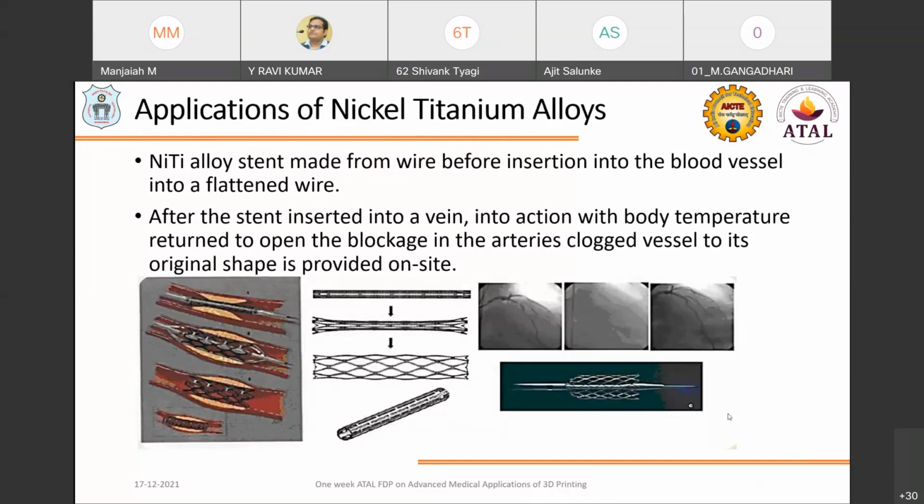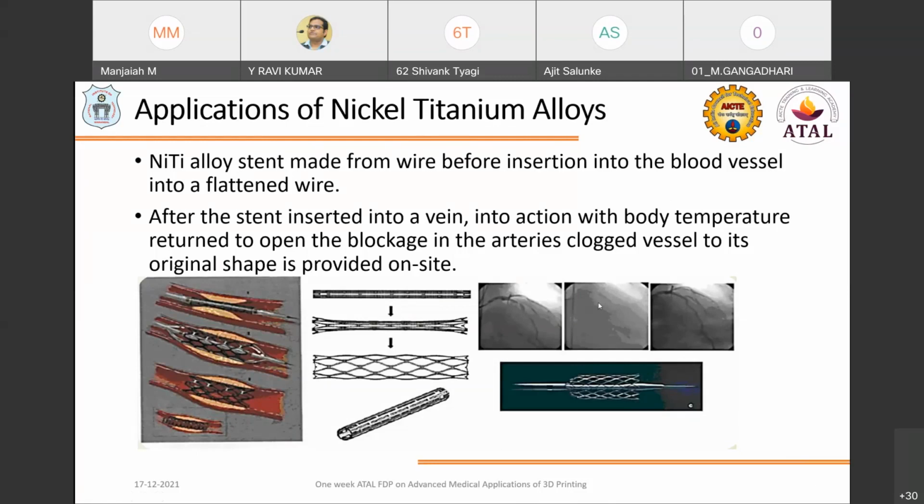The other aspect is stents, which are applications of nitinol materials in cardiovascular problems. To address these applications, nitinol stents are made from wire and shaped before insertion into the blood vessels. After the stents are inserted into the vein, the body temperature acts to open the blockage of the blood vessels, where the arteries are clogged, and the stent returns to its original shape. These issues can be addressed by this shaping device made with the laser machining process.